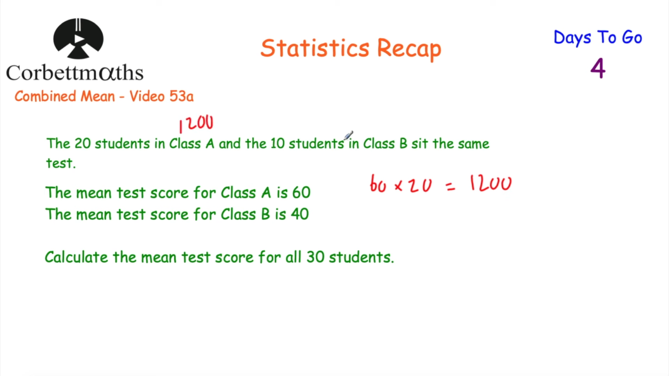And then in terms of class B, there's 10 students in class B, their mean is equal to 40. So if we take the 40 and multiply that by 10, that's equal to 400. So there's 400 marks altogether in class B. So it's quite useful to know that if you've got the mean and you multiply by the number of people or the number of items, that'll tell you the total. And then you just add these together to get 1,600 and then just divide it by 30 and that'll give you the combined mean. Okay, next.